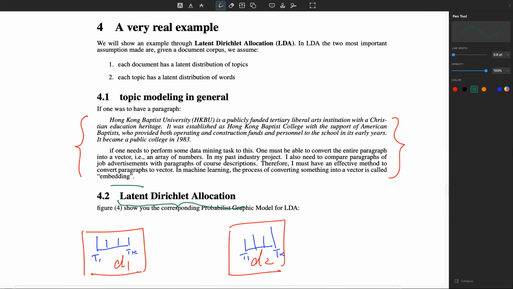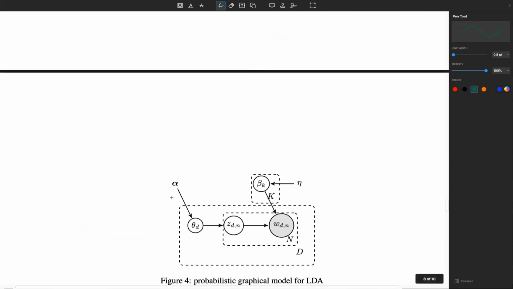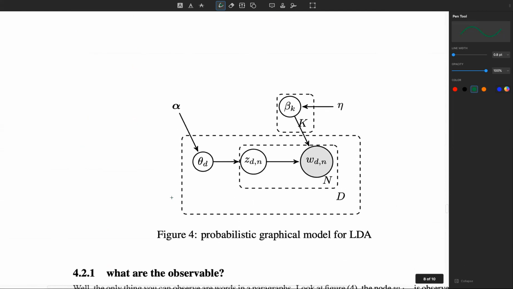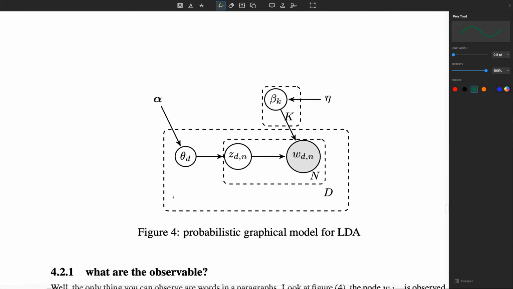All right. So, that's it. Let's have a look at this graphical model. Now you have everything to understand this probabilistic graphical model. Can anyone explain that to me? What's going on?